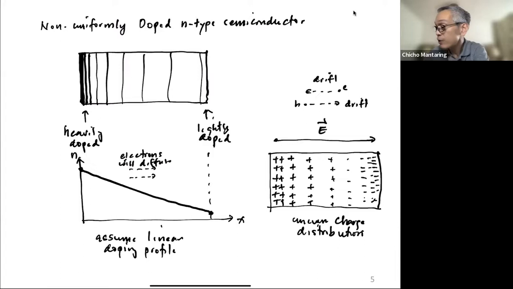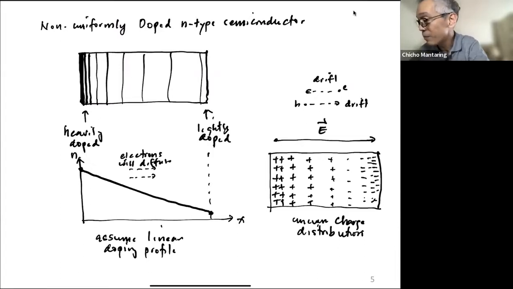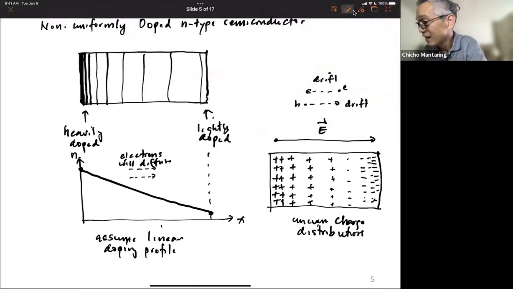Sorry. Wala pala tayong holes dito. This is N-type. Sorry, I'm a little bit confused now. This is just N-type. We only have electrons because this is N-type.